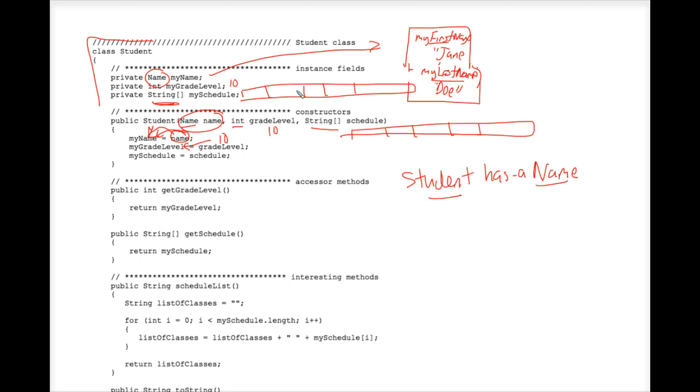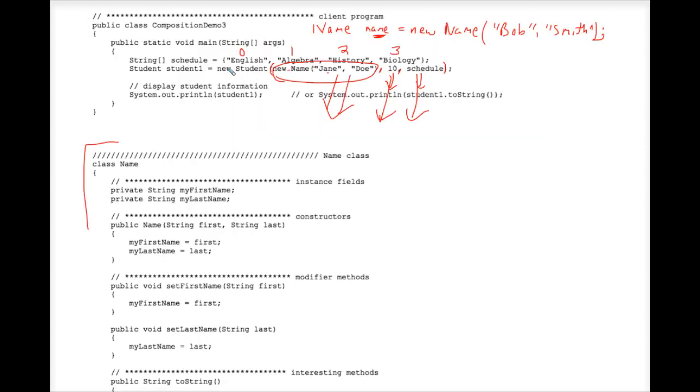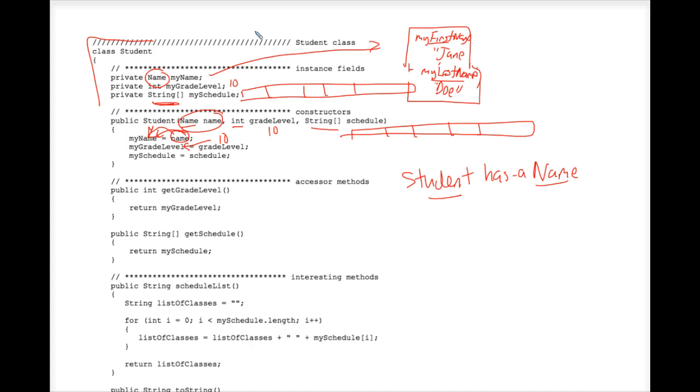Okay, well, moving on. All of that work was done there to instantiate a student object named student1. And now we system out print student1. Well, how do you system out print student1? Student1 isn't a simple number. Student1 is really all of this information here. It's a grade level, it's a name object, and it's a schedule, which is an array of strings. So all of that just can't magically be printed out.